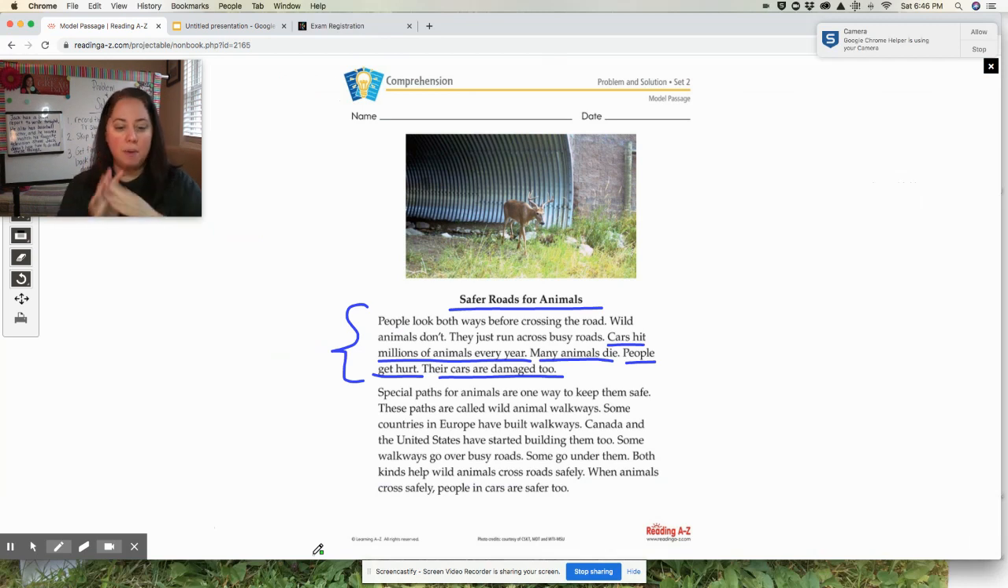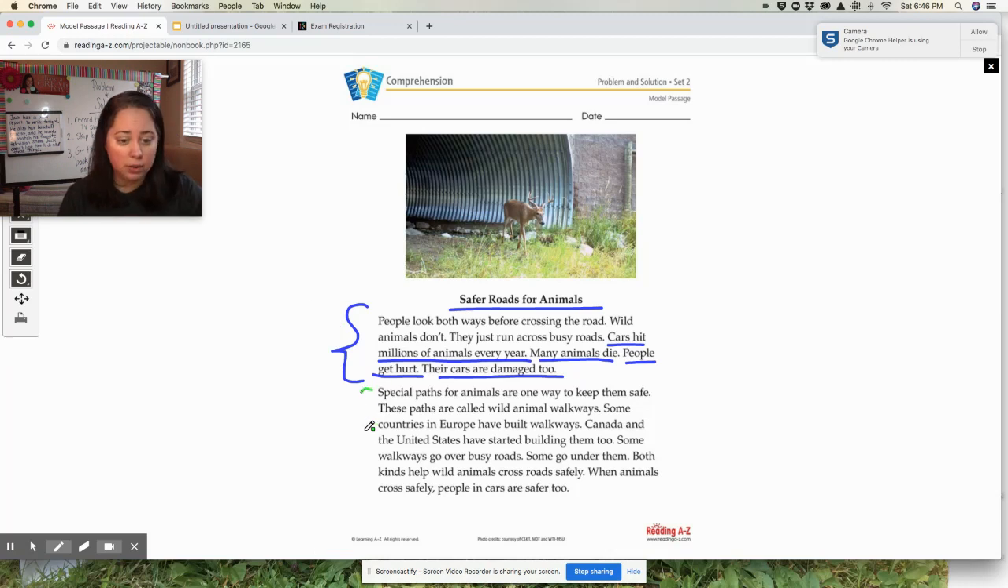Special paths for animals are one way to keep them safe. These paths are called wild animal walkways. Some countries in Europe have built walkways. Canada and the United States have started building them too. Some walkways go over busy roads. Some go under them. Both kinds help wild animals cross roads safely. When animals cross roads safely, people and their cars are safe too. Whew, that's a lot of information, and I had no idea that this was something that actually really happened.